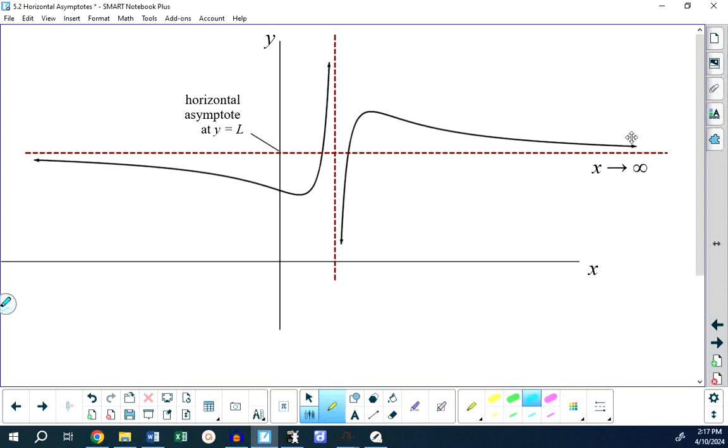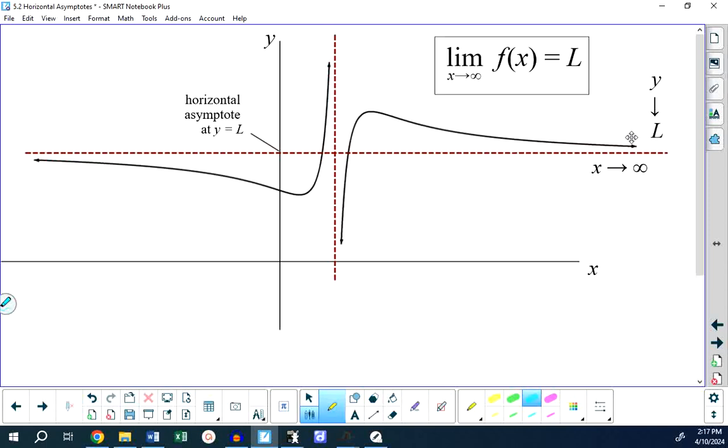As x gets bigger and bigger and bigger this way, y is going to get smaller and smaller and smaller, isn't it? But it doesn't continue to get smaller without boundaries. It gets smaller by getting closer to whatever that y coordinate of that line is.